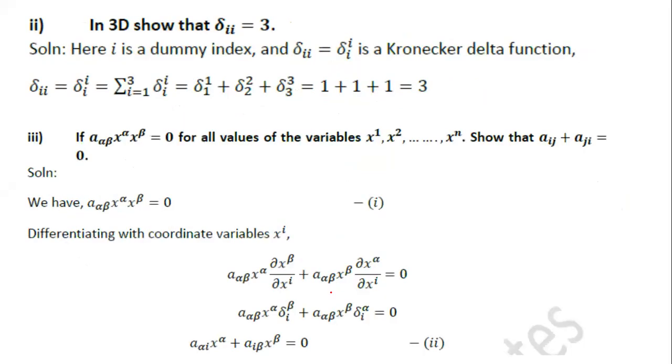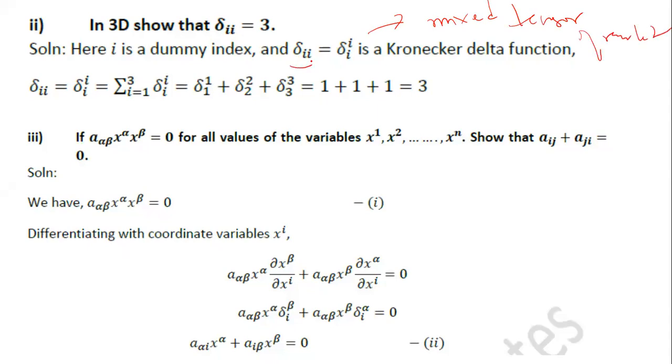Now, again, this is also a very simple thing. In 3 dimensions, so that delta i i is equal to 3. Yeah, we already know that the Kronecker delta is a mixed tensor. We have already proved that, of rank 2.